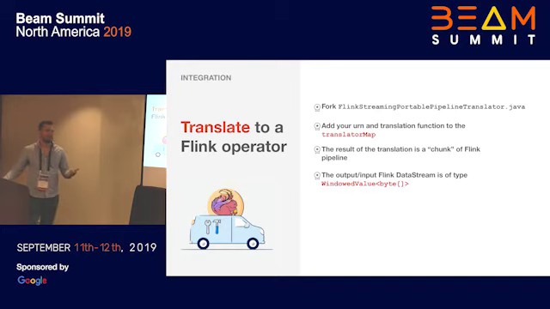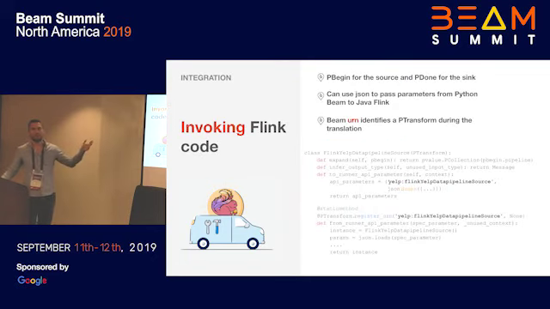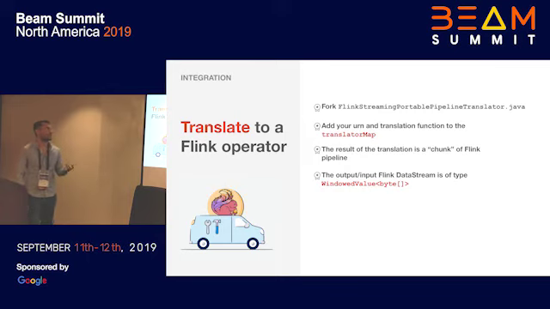On the Flink runner side, it's a little bit more complicated. This Python code can live anywhere; it doesn't need to live in the Beam fork. But for the translation right now, we actually had to fork Beam and change the Flink streaming portable pipeline translator, which is the module that controls the translations, and add our own custom translations to this translator map.